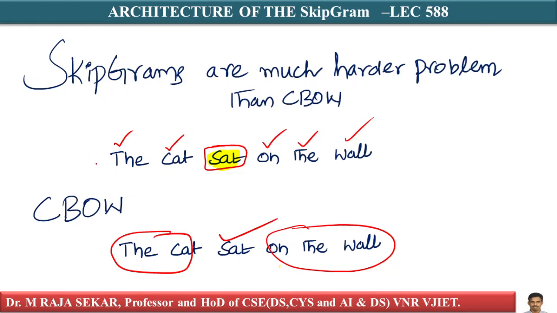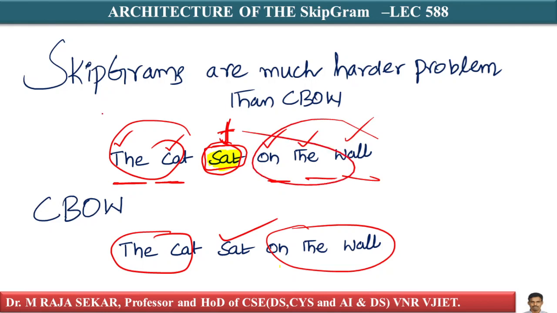But in the case of SKIPGRAM, by using a single focus word, a single target word, you have to fill these many blanks. That is a difficult task. I think I am repeating many times as it is important. In the case of SKIPGRAM, I will give you the word here, and you have to predict these many context words. SKIPGRAM is a much harder problem.